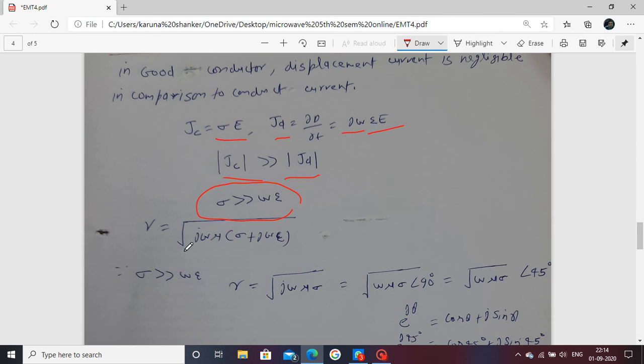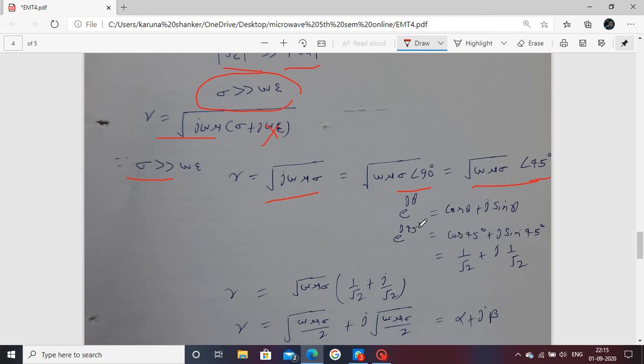Now arrange this relation, which is already known. Use here that sigma is much greater than omega epsilon. Now the omega epsilon term is neglected. Then under the root, j is equal to 90 degrees. Taking the square root of 90 degrees, dividing by 2, gives 45 degrees. Now this is solved with this relation.